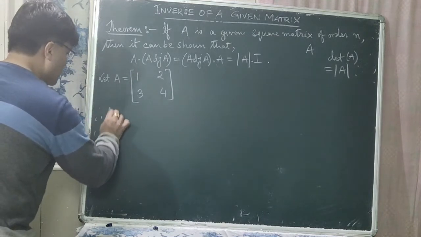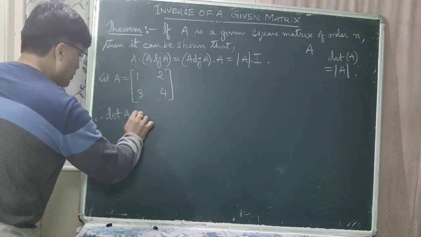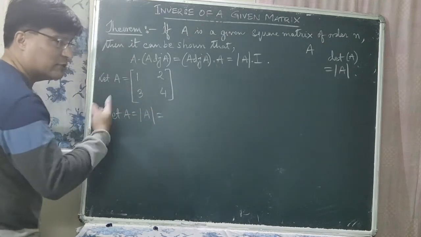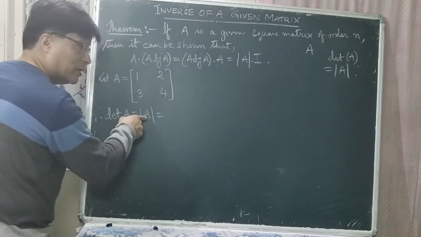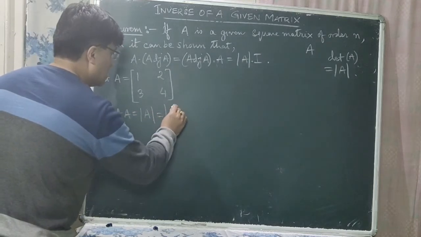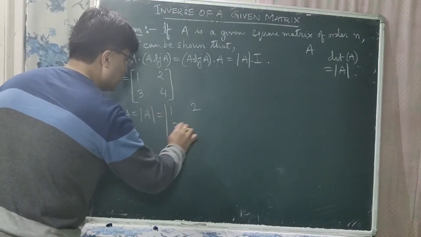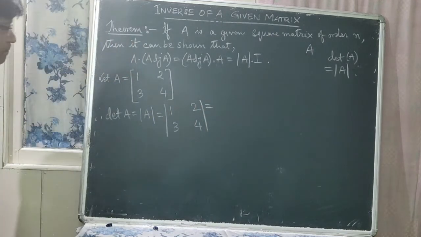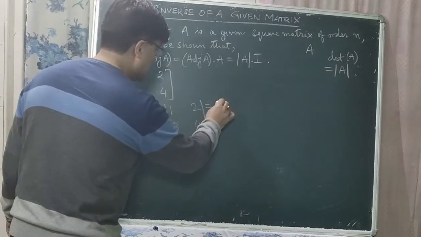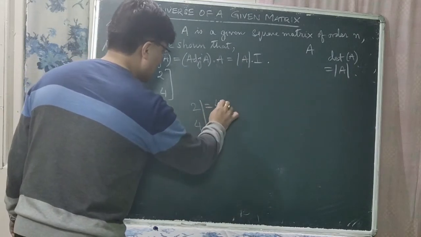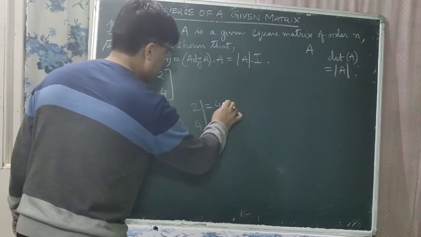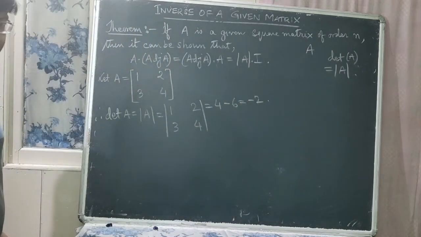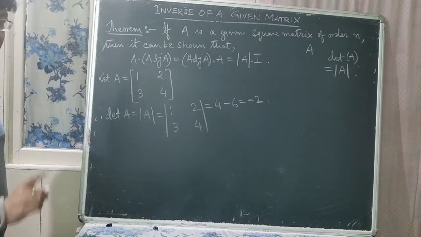So det A, or you may write it as mod A. Now you can change this matrix into determinant form if you write det A or mod A. Okay, so 1 2 3 4, which is equal to, what is it? You can expand it. 4 1s are 4 and minus 3 2s are 6, which is equal to minus 2. So I think you've understood it.